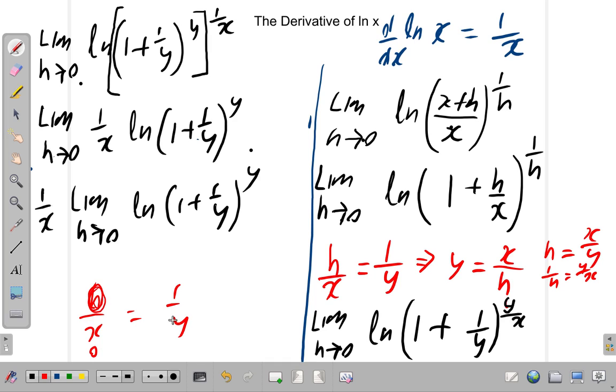What would have to happen so that this side becomes 0 too? Y would have to become a very large number. The larger y becomes, 1 over it approaches 0. So y would have to approach infinity. So we could change this h approaching 0 to y approaching infinity. Alright? So as h approaches 0, y actually approaches infinity. So y approaches an infinite value.